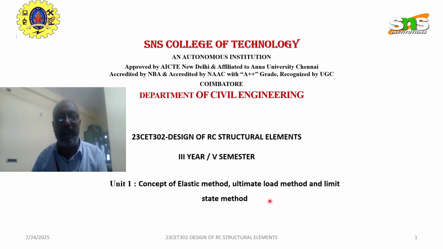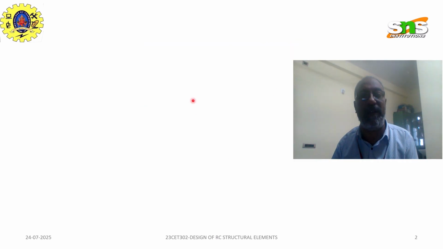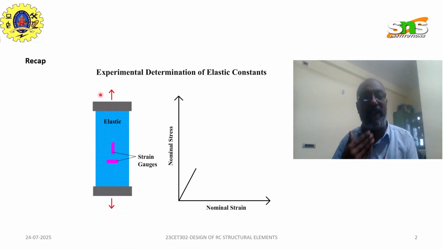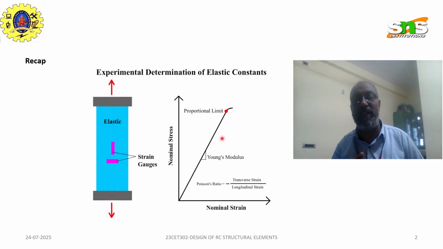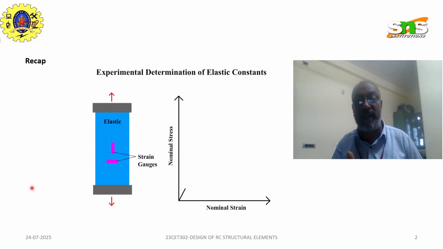Hi, good morning. Today we are going to discuss the working stress method and the limit state method. In the last class we looked at the experimental determination of elastic constants, the nominal stress to the normal strain. Young's modulus is the ratio of normal stress to normal strain, as per the diagram, which shows a linear relationship.